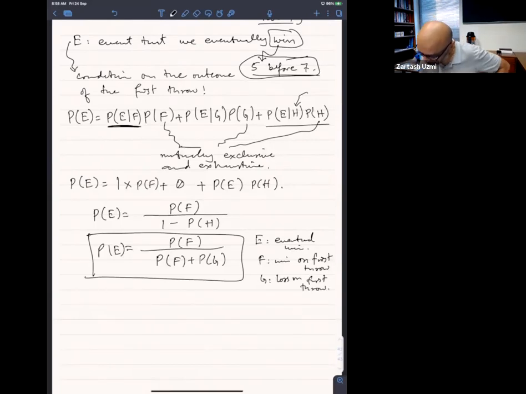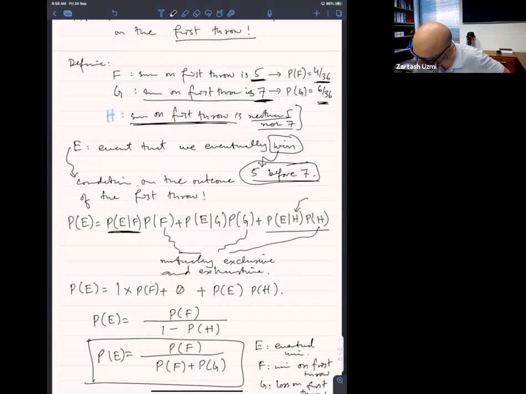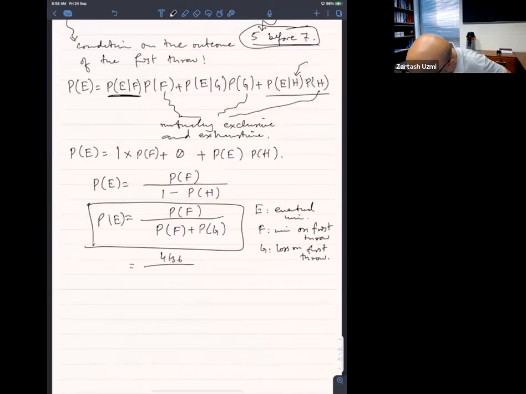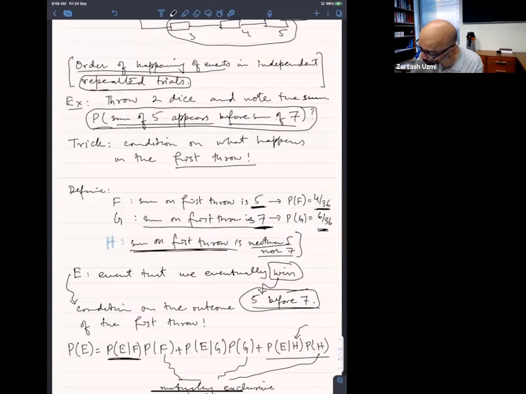Okay. So now you can see, I can calculate this probability of F and G. This is 4 by 36, 4 by 36, 6 by 36. So this is going to be equal to 4 by 10 or 0.4. Which makes sense. Intuitively भी ये sense बनाता है.